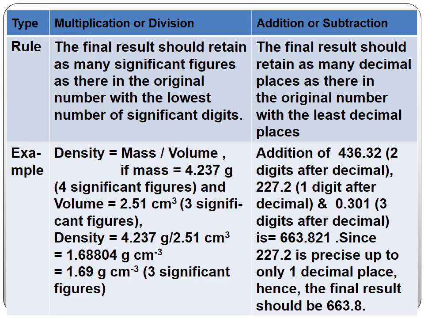1.68804 gram per centimeter cube. By using the rule given, it can be rounded off to 1.69 gram per centimeter cube. Here, this value has 3 significant figures because the result should have the same number of significant figures as seen in the quantity volume, 2.51 centimeter cube, which has the lower number of significant figures, that is 3.